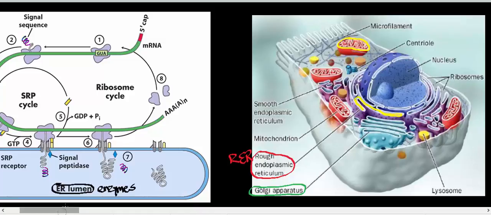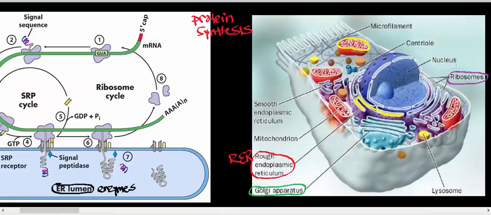But what we're essentially going to do is talk about the function of the rough ER. And in general, the rough ER is a membranous organelle that lies just outside the nucleus, and it's responsible in part for some of protein synthesis. Okay, the actual enzymes that synthesize proteins, those enzymes are the ribosomes. That's what we talked about in the last video, ribosomes. Those are actually the enzymatic machinery that make the proteins.